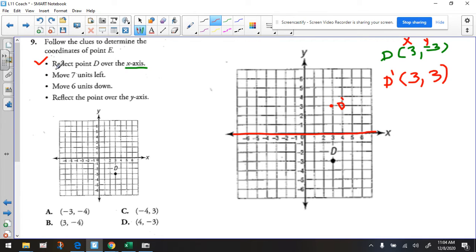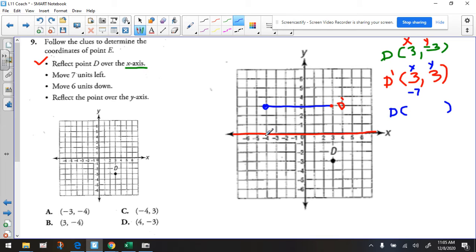The next bullet says to move 7 units left. Now 7 units left is an x-axis thing. Going left is a negative 7. Remember, this is the x and this is the y. So we really have to do minus 7, or subtract 7, from the x to get the new point, right? So if we get the new point for point D, and if we think what's 3 minus 7, or what's a positive 3 added to a negative 7, let's just count. 1, 2, 3, 4, 5, 6, 7. So here's the new spot right there.